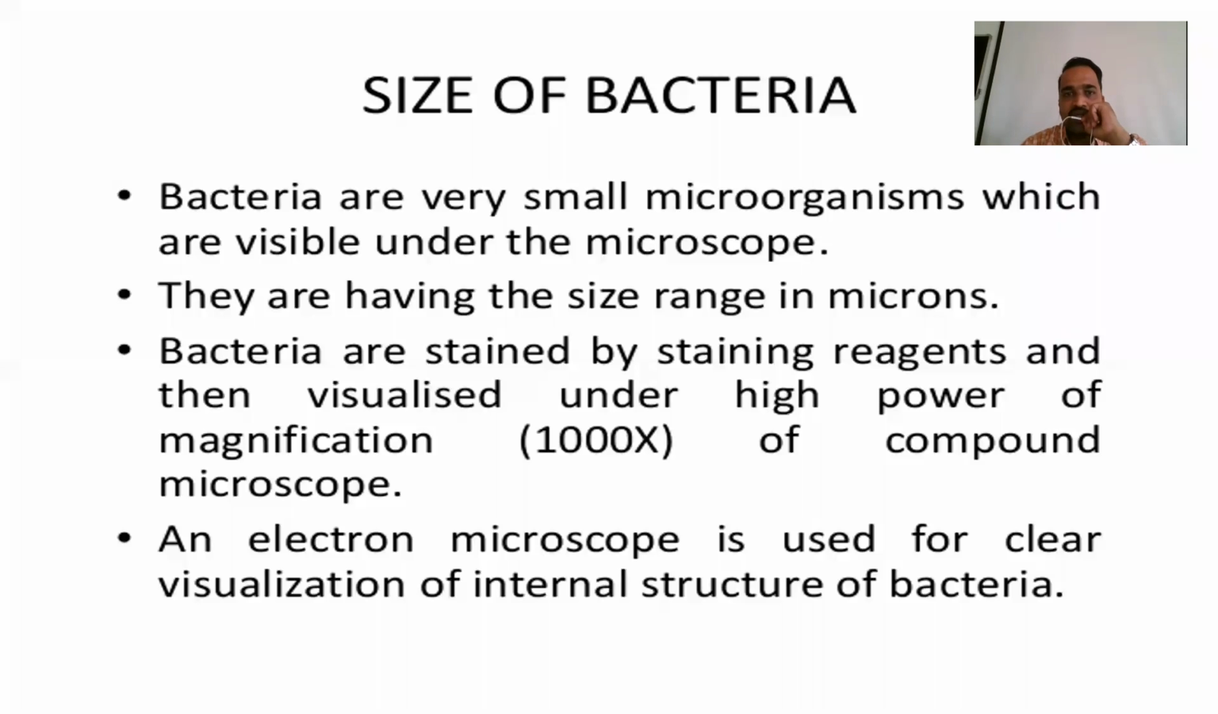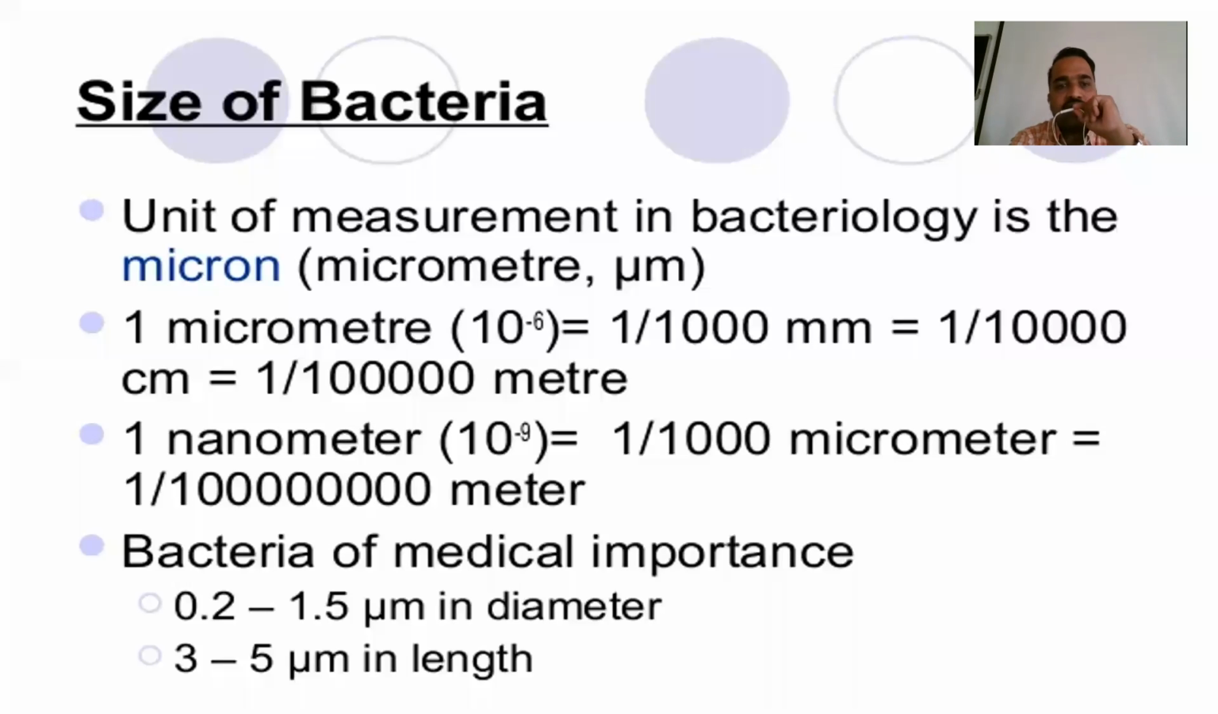Okay, thank you. Then now moving on to a further part of it, the unit of measurement in bacteriology is microns, as I've told you in the earlier ones. So you can see how the calculation is done. 1 micrometer is equal to 1 by 1000 millimeters.